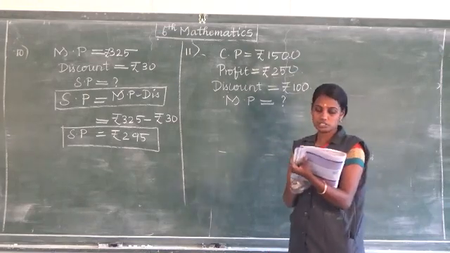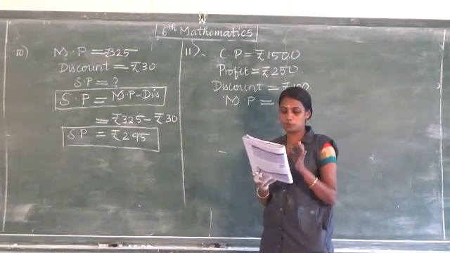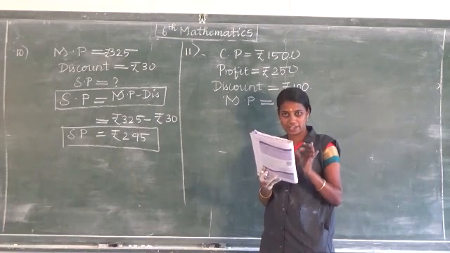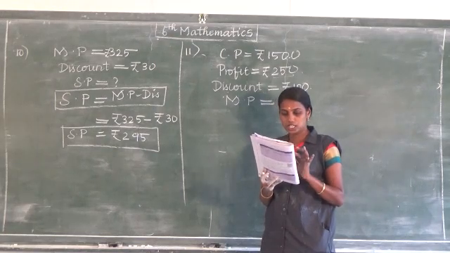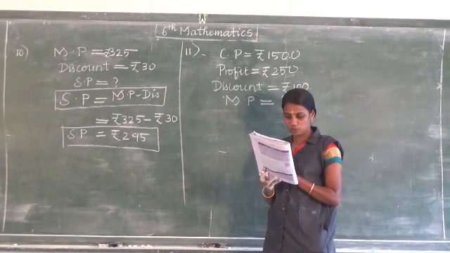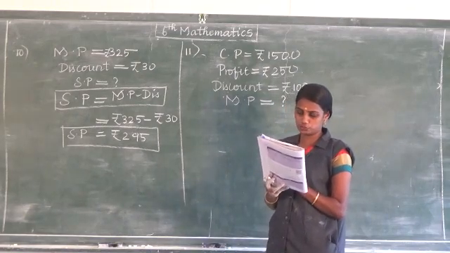Profit amount. So listen to me. What should we do? Listen properly. A man buys a chair for rupees 1500. Buys, so cost price. He wants to sell it at a profit of rupees 250.